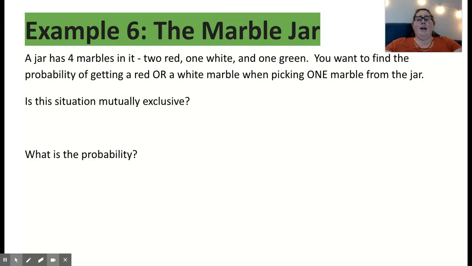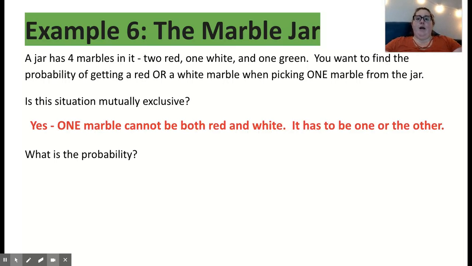So we'll start with a basic example. A jar has 4 marbles in it, 2 red, 1 white, and 1 green. You want to find the probability of getting a red or a white marble when you're picking one marble from the jar. So is the situation mutually exclusive? And the answer is yes, right? A single marble cannot be both red and white. It has to be one or the other. So they are mutually exclusive.